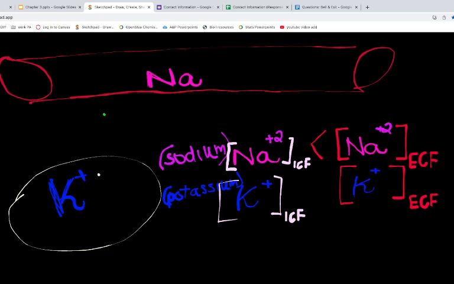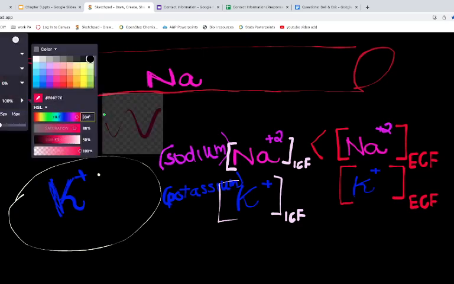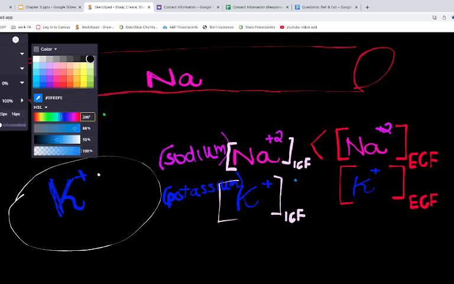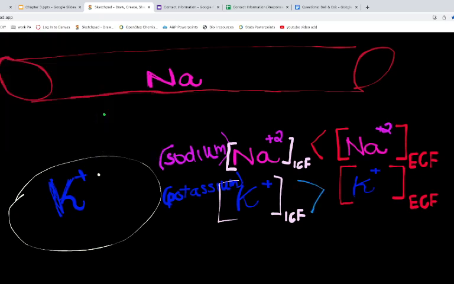How about for our potassium? If you see, there's a big K on the intracellular environment. That is because we have a larger concentration of potassium in the intracellular environment than the extracellular environment. And these properties help create a concentration gradient because the concentration of potassium on the inside of the cell is unequal to, or greater than, the concentration of potassium in the extracellular environment. The opposite is true with sodium. The concentration of sodium is greater in the extracellular environment than the concentration of sodium in the intracellular environment.